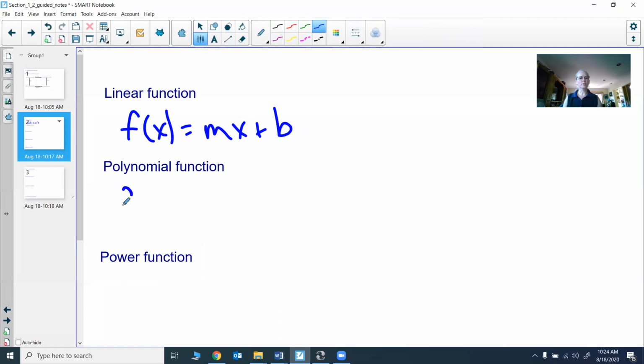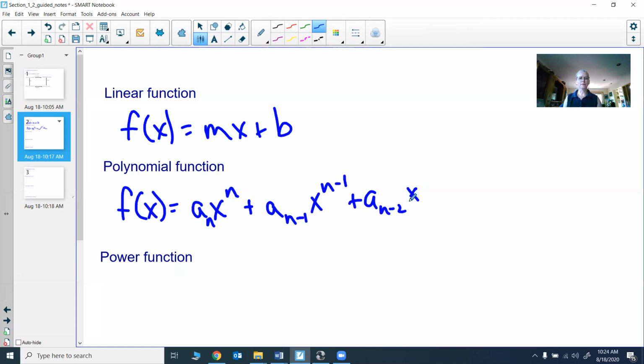A polynomial function is a function that would be like f of x equals, and I'm going to give a simple one, but they all change from this, a sub n x to the n, plus a sub n minus 1 x to the n minus 1, plus a sub n minus 2 x to the n minus 2. And this doesn't look very simple, but the idea is those n's are integers. And you can keep going from here, and then we're going to keep going down till we get to a sub 2 x squared plus a sub 1 x plus a sub 0.